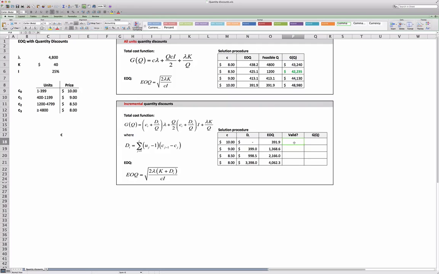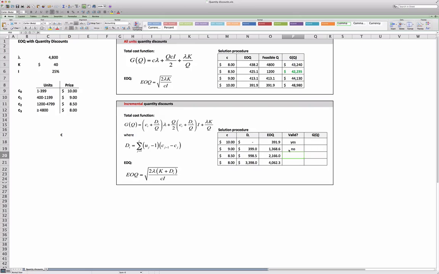Now next we want to ask ourselves, are these EOQs that we just computed actually valid? And what we mean by that is, do we actually pay this price if we order this quantity? Well, clearly if I order about 392 units, as you can see, yes, I'll pay a unit price of $10. So we know that this particular EOQ is valid, and we will simply say yes right here. Looking at the next one, if we were to order about 1,369 units, would I pay a unit price of $9? Well, clearly if we take a look at this, you'll see that if I order 1,369 units, I will actually pay $8.50 rather than $9.